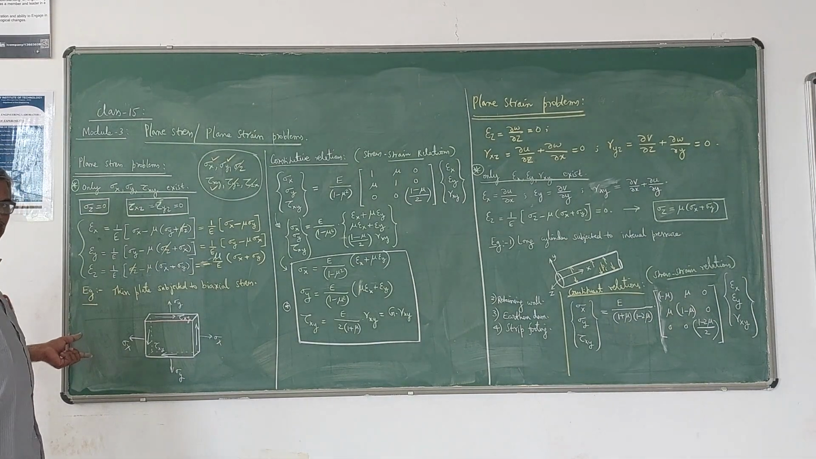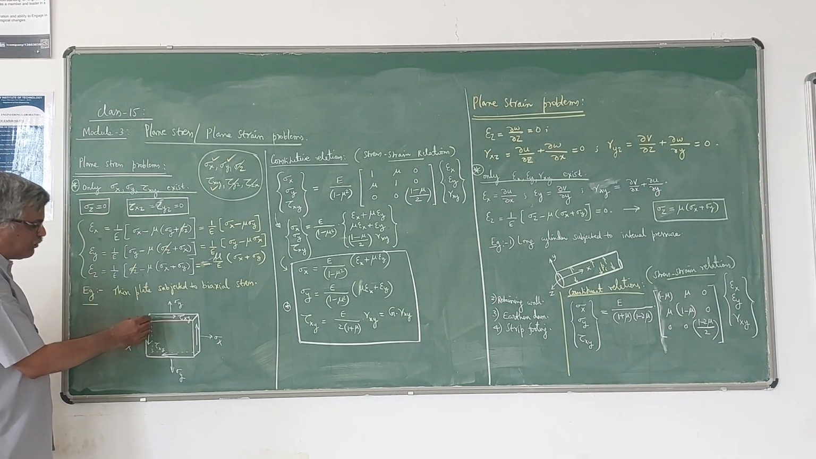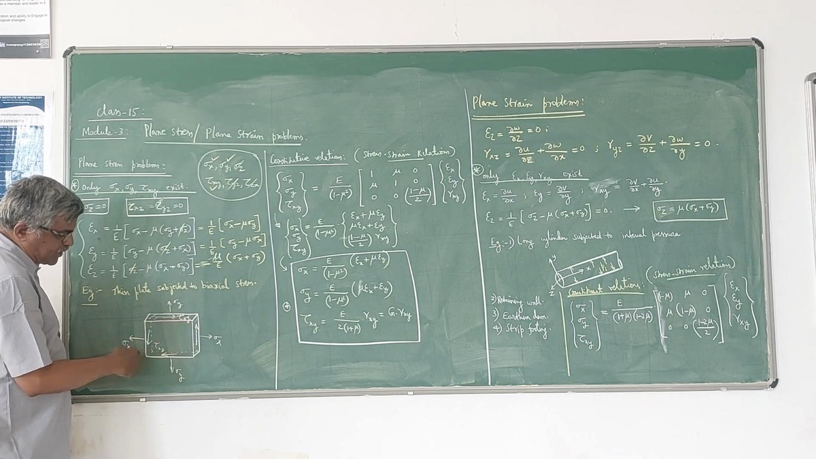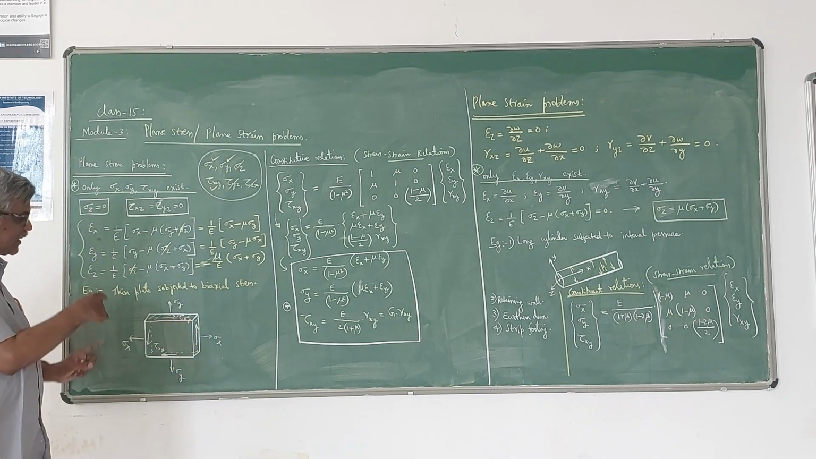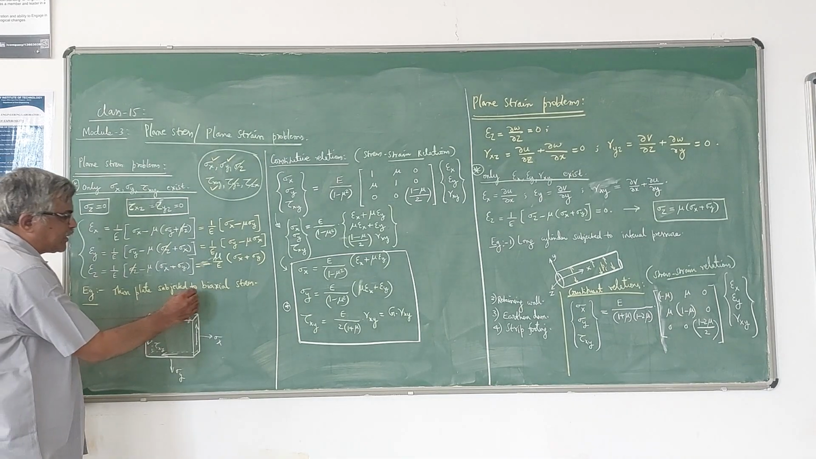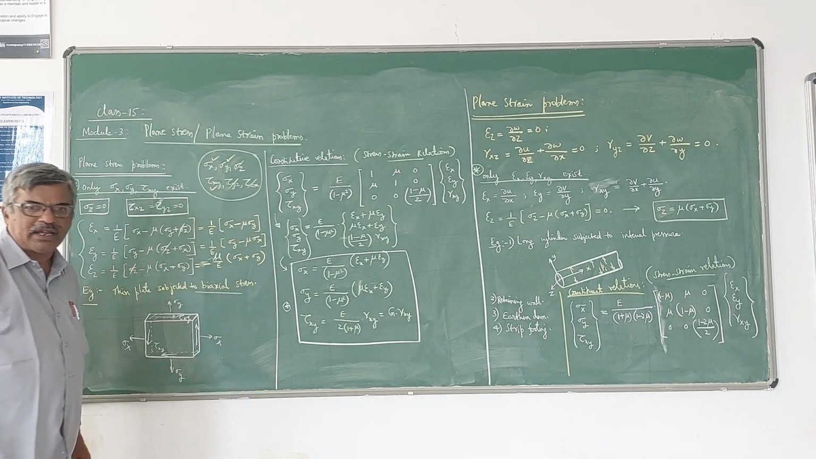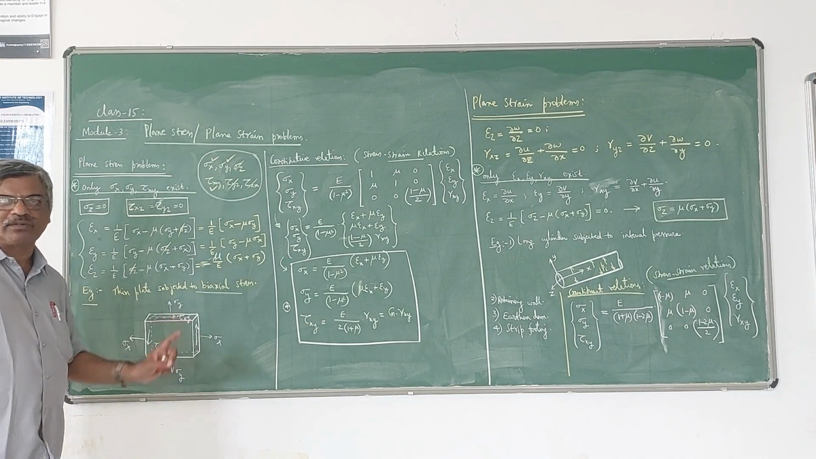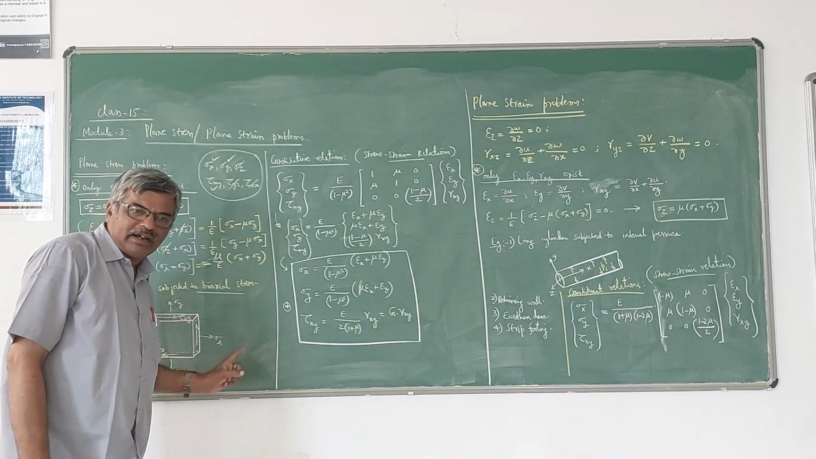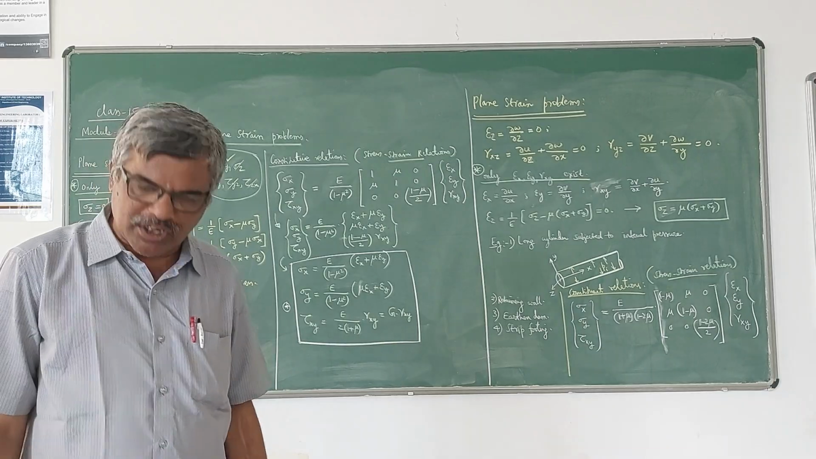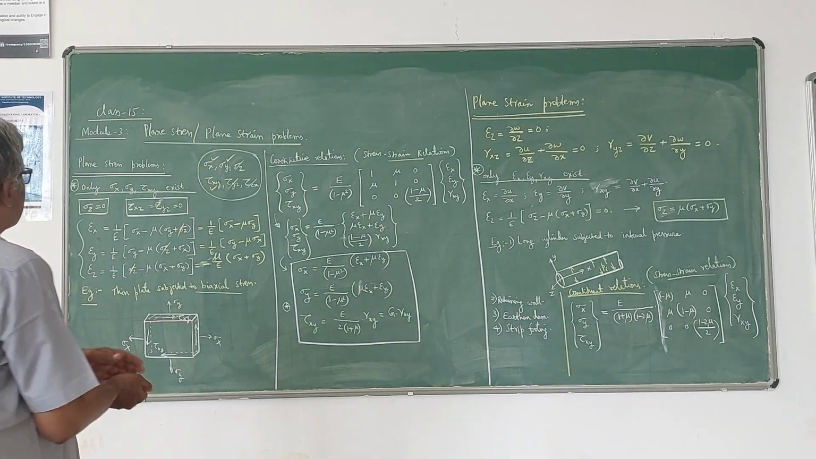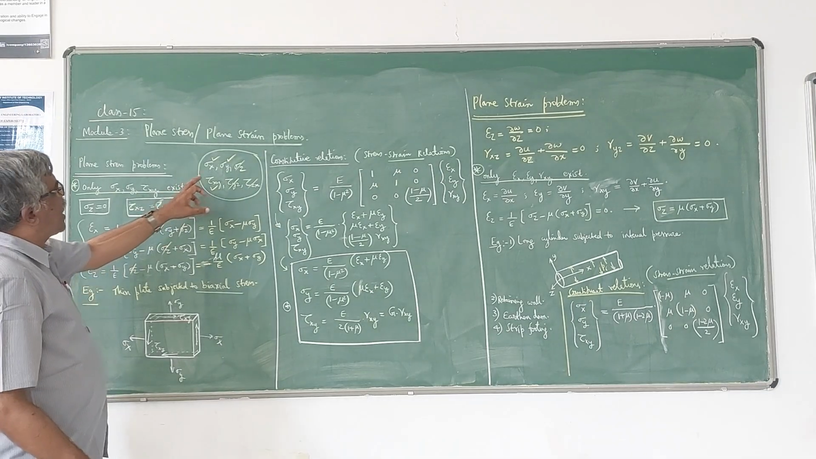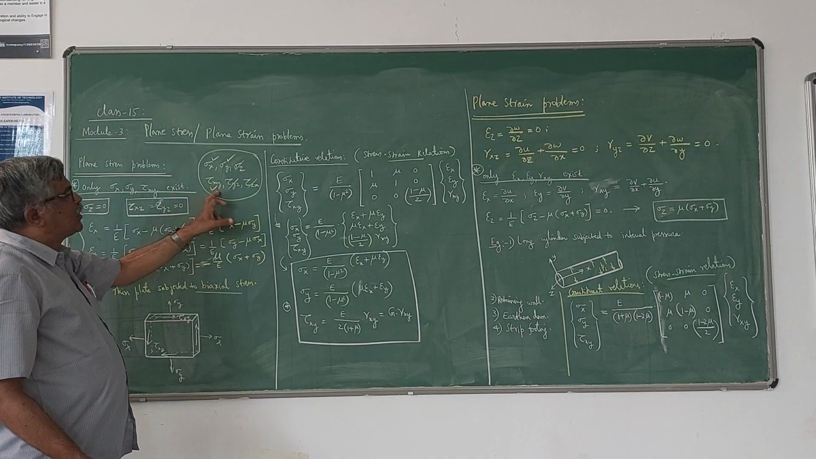The example for a plane stress problem is a thin plate. That means the thickness is very small when you compare that with the length and the width. A thin plate subjected to biaxial stress. Biaxial stress means sigma x, sigma y and tau xy. This is a general example for a plane stress problem where the other 3 stress components will be 0 and we have only sigma x, sigma y and tau xy.